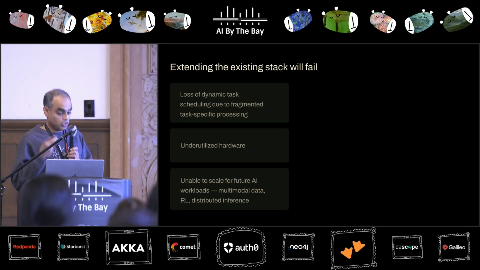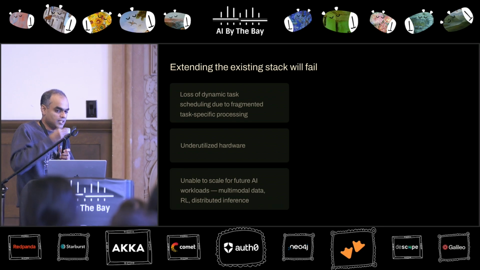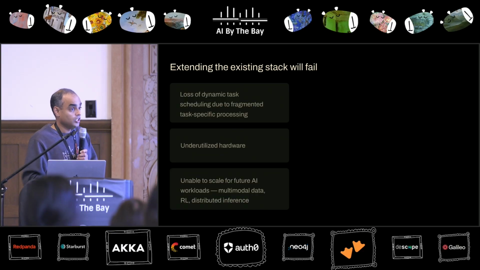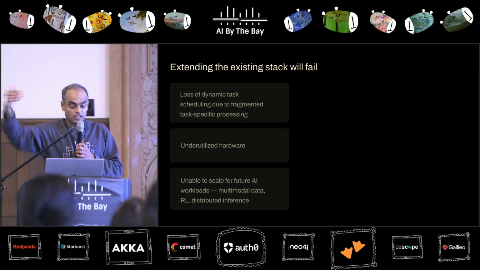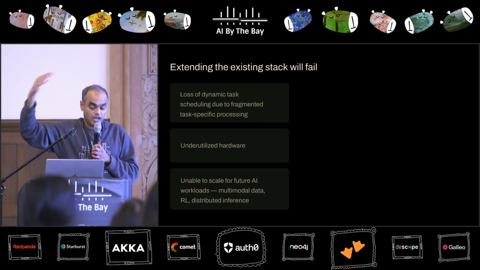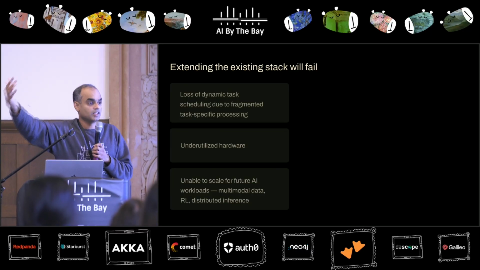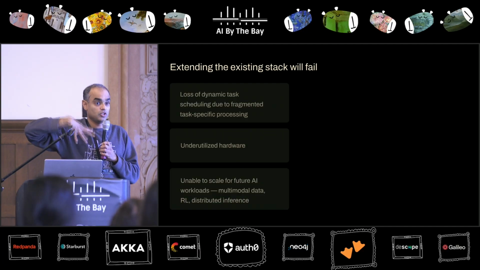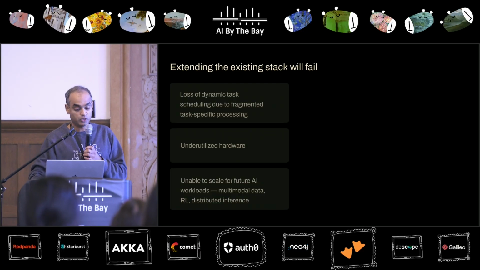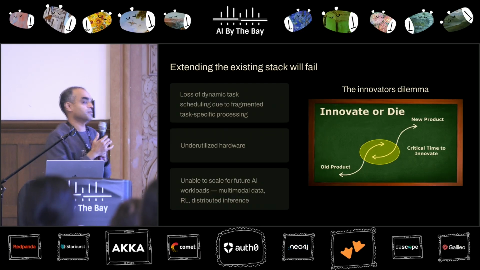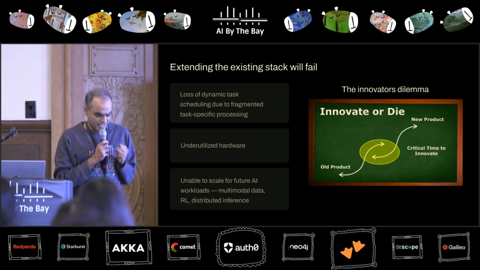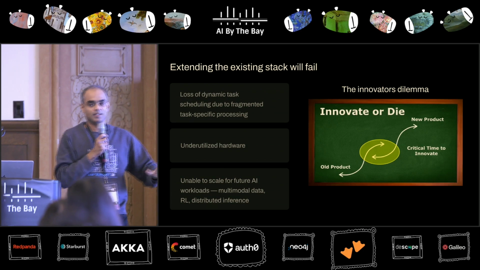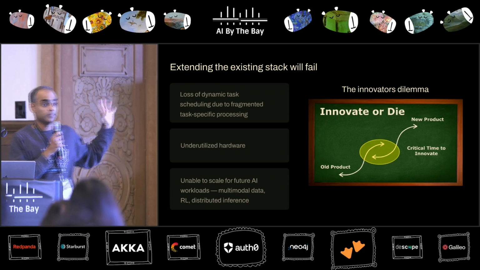So extending your stack will fail because you need finer grained scheduling for some of the examples that I actually talked about. Your GPUs are going to be underutilized, and you're going to fail to scale for your future AI workloads, right? RL, multimodal data, tomorrow something else new will come, and so your stack will fail to live up to that expectation. It's the classic innovator's dilemma. You have something that is working for your use case. These new use cases are coming. The easiest way is like, oh, let me just extend. It works for some time, but then you'll run into all the problems that I mentioned.